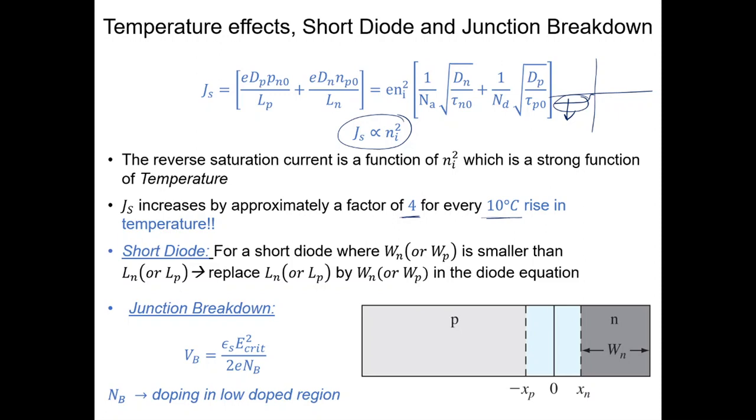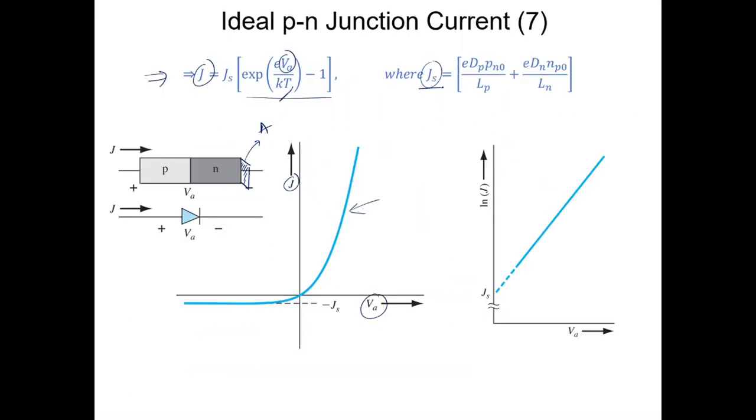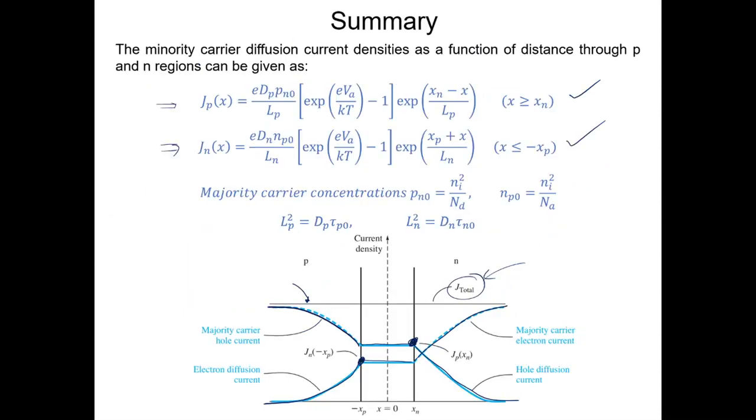Now on the forward side, the temperature is going to have a decremental effect. So if the characteristic is like this, as you increase the temperature, the current is going to drop, right? If you increase the temperature, the effective factor inside the exponent is going to reduce, and therefore the current is going to drop.